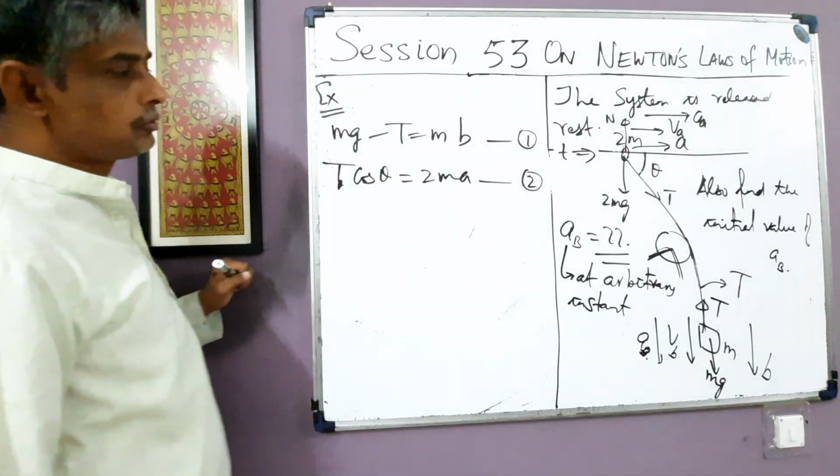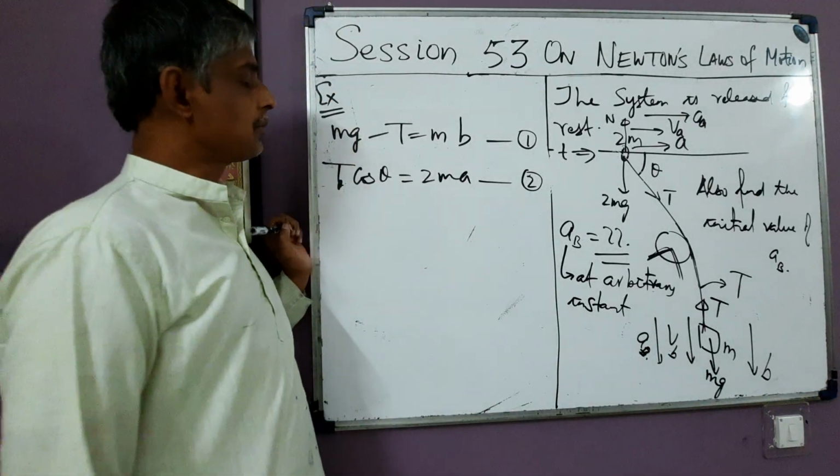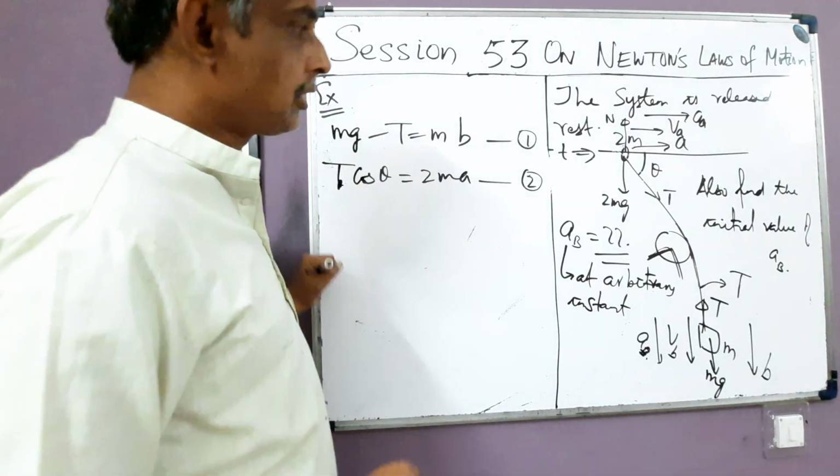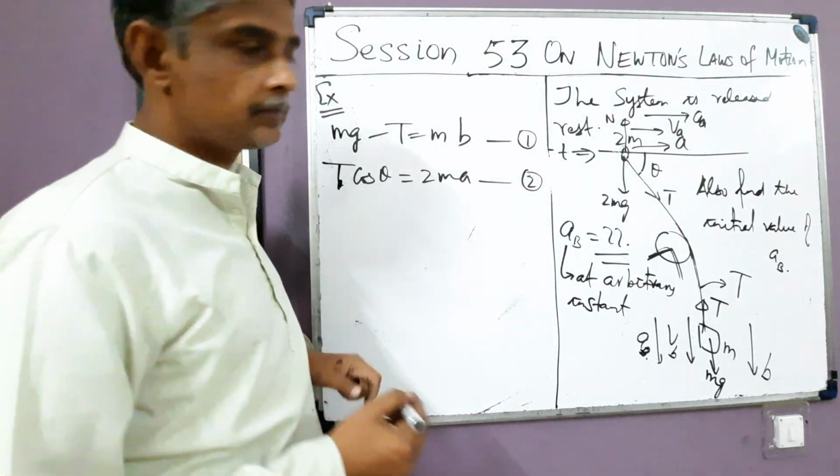T cos theta is equal to 2ma. Now count the number of unknowns. A, B, T, three unknowns are there. So we need three equations. So one equation we have to find from constraint.